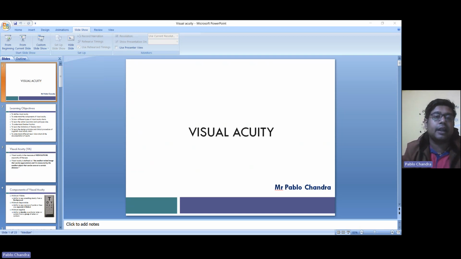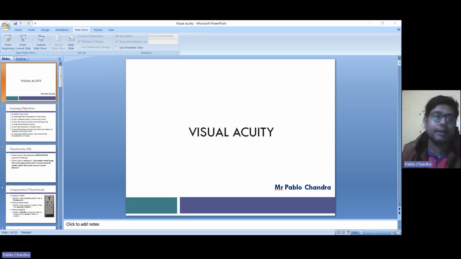So to understand that, the first thing we need to know is the definition of visual acuity. Next is to understand the components of visual acuity. Once we know what the components are, then we can also know which visual acuity component is more important for measuring the visual acuity.